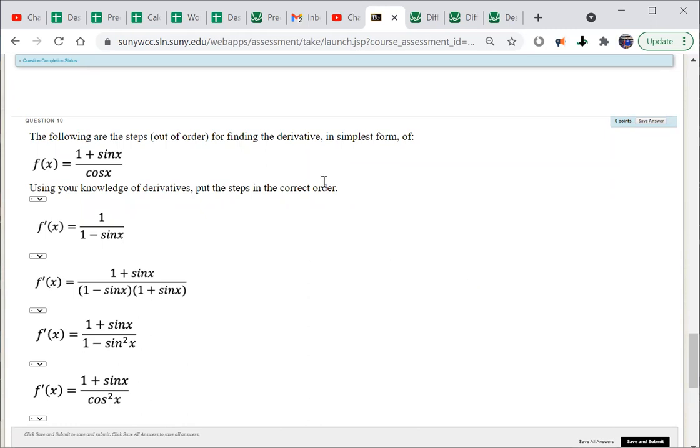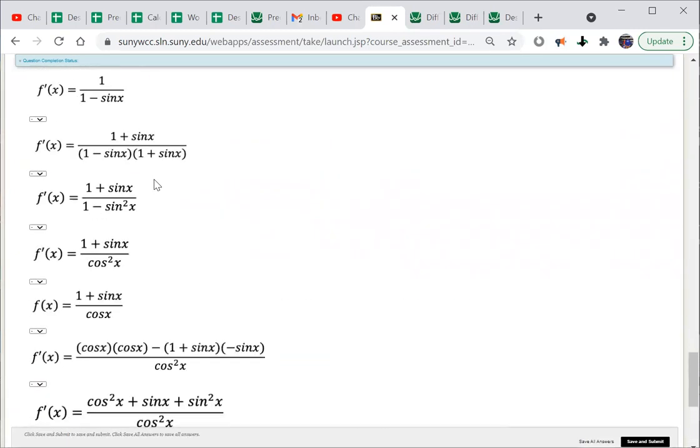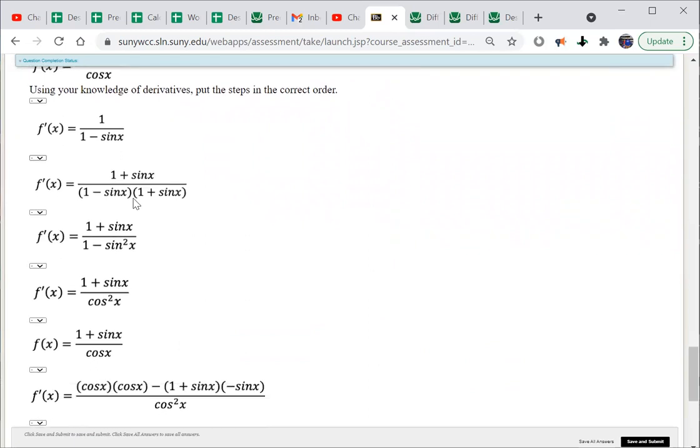So it says the following steps are out of order for finding the derivative of this. This is a quotient, all right? Maybe the question on the test will be a product. Maybe there'll be a chain rule, who knows, right? We would put it in the correct order. So we would take a look and say, okay, what would my first step be? You look at all the different possibilities here. Well, I would do low d high minus high d low over denominator squared, and away we go.